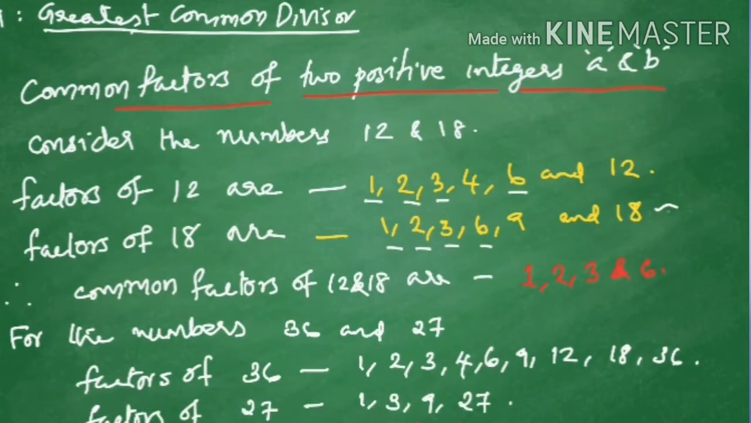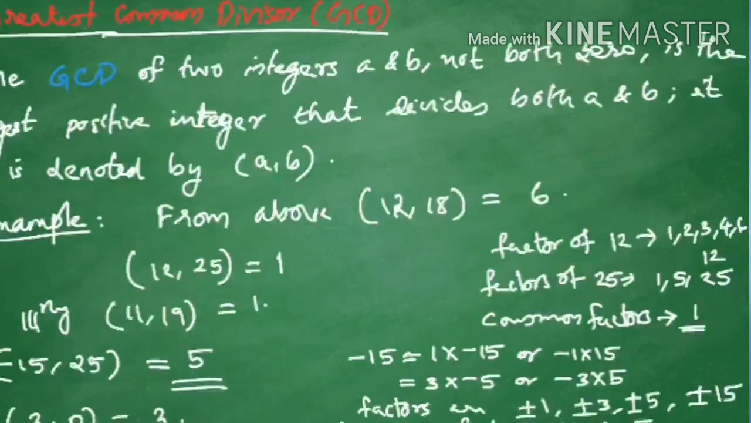Similarly, for the numbers 36 and 27, when we take the factors or divisors, factors are also known as divisors. Divisors of 36 are 1, 2, 3, 4, 6, 9, 12, 18 and 36. And factors of 27 are 1, 3, 9 and 27. Among these, the common factors are 1, 3 and 9. So we have found the common divisors or common factors of two different positive integers a and b.